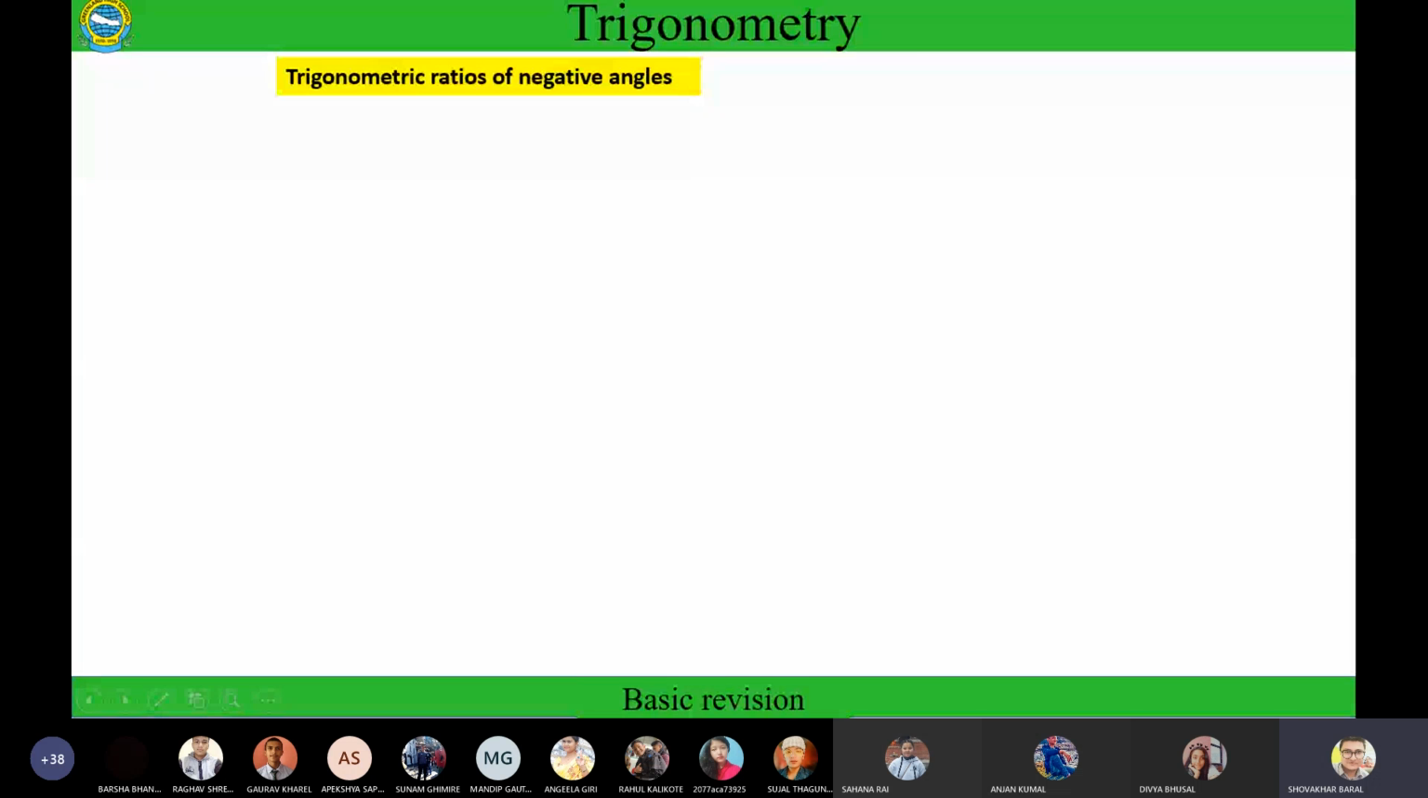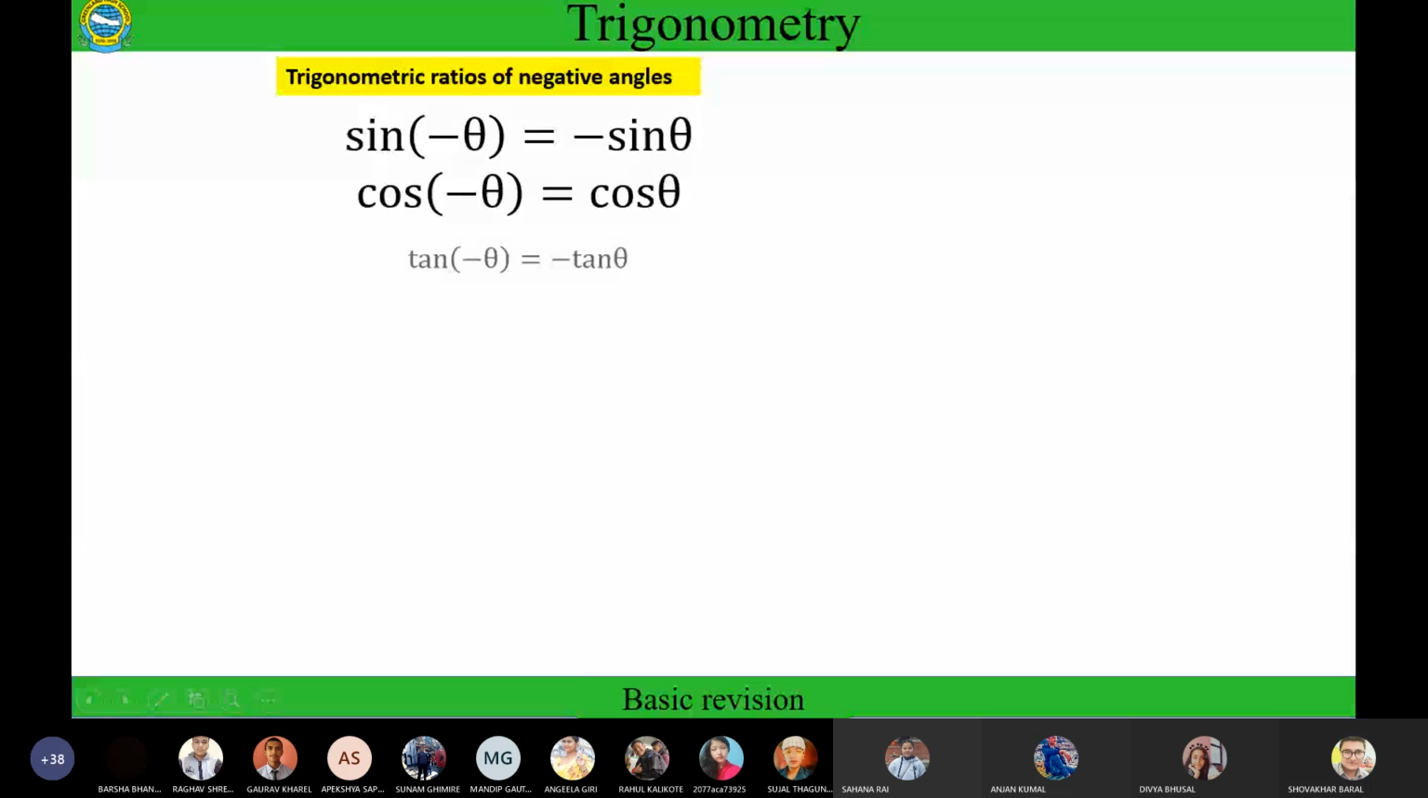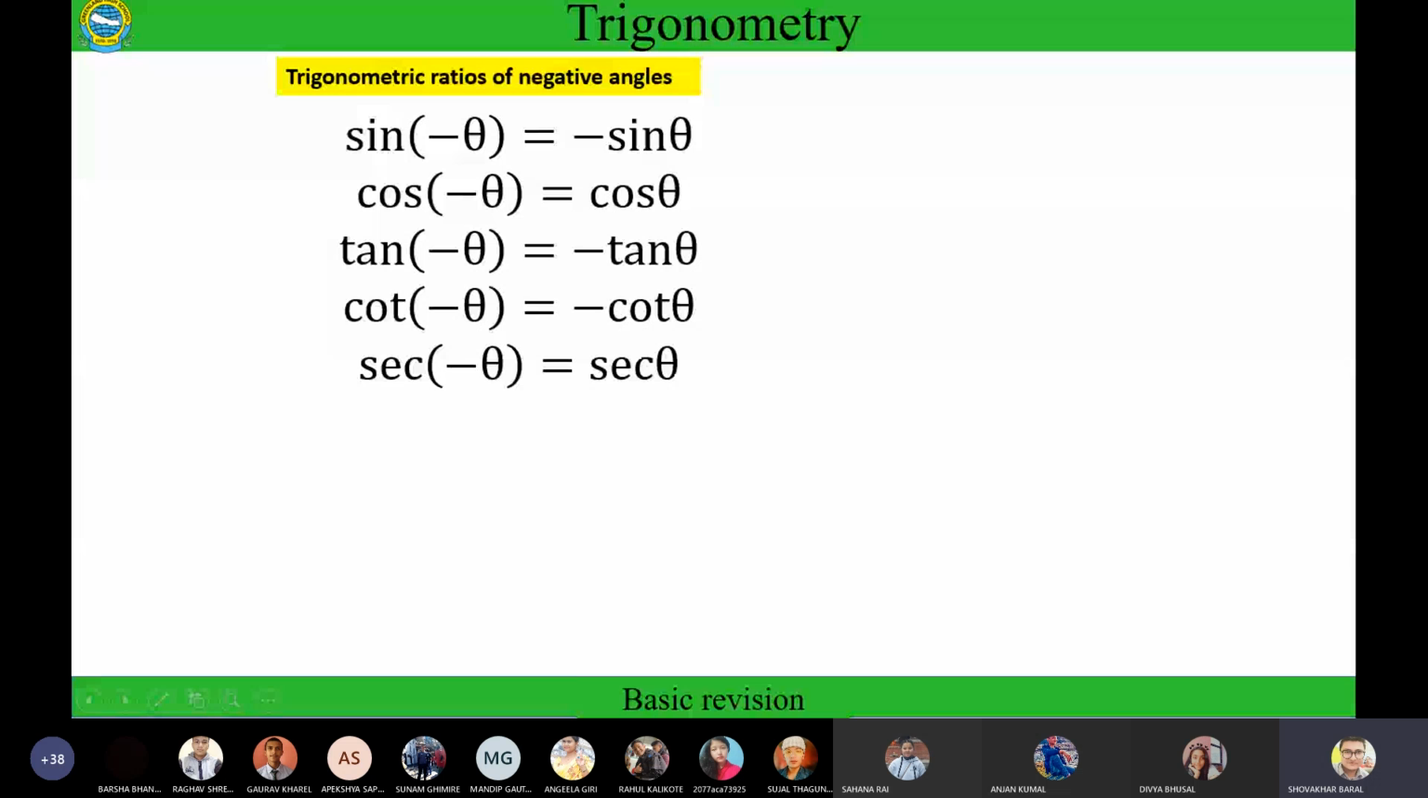Sin minus theta will be minus sin theta, cos minus theta will be cos theta, tan minus theta will be equals to minus tan theta, cot minus theta will be equals to minus cot theta, sec minus theta will be equals to sec theta, यसमा कुन चाहिँ sec cosec, okay, cosec minus theta will be equals to minus cosec theta. So cos and sec they will be positive and others will be negative.